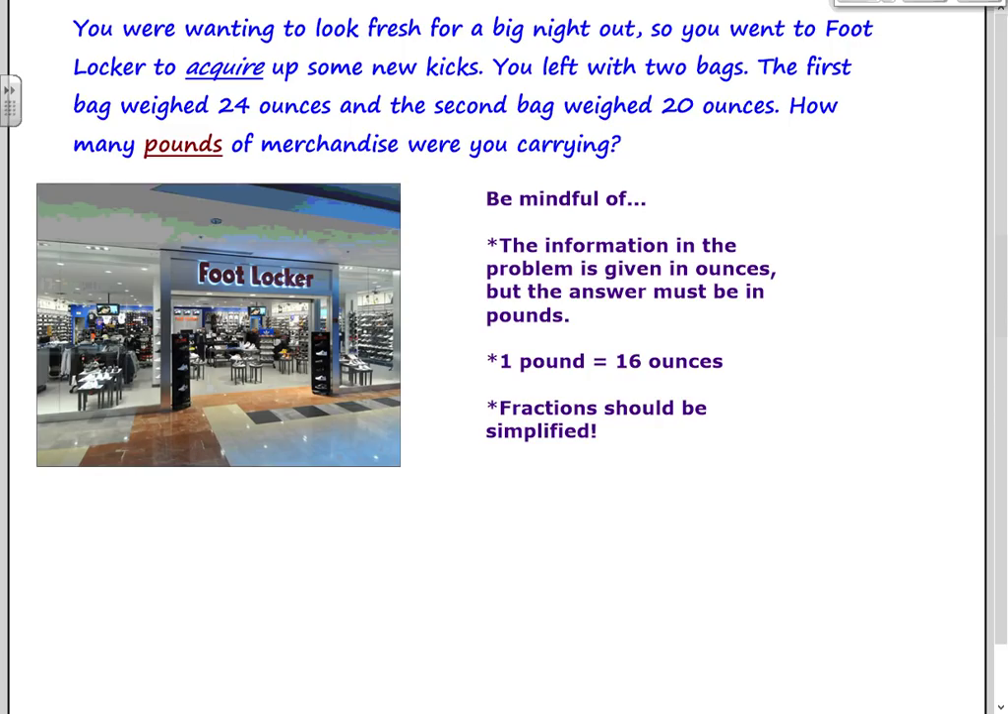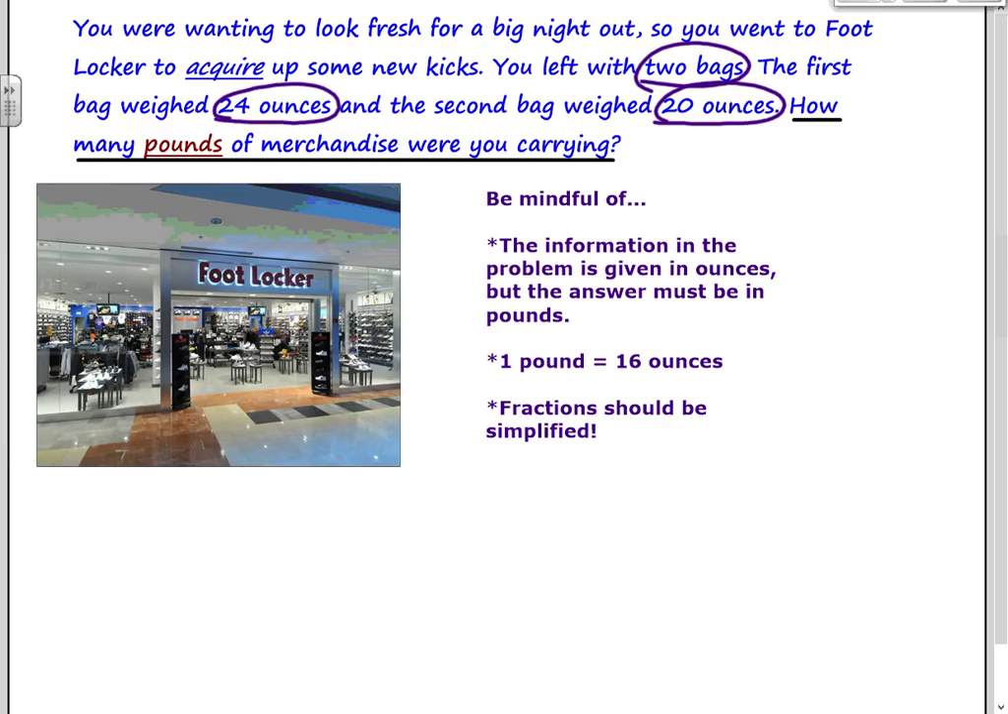So let's go ahead and do a little cubing here. We have 24 ounces and 20 ounces. We left with 2 bags, so those are all of our numbers. The question is, how many pounds of merchandise were you carrying? There's nothing extra here. I suppose you could say the 2 bags, because those don't factor into solving our problem, because we know how many ounces they were.